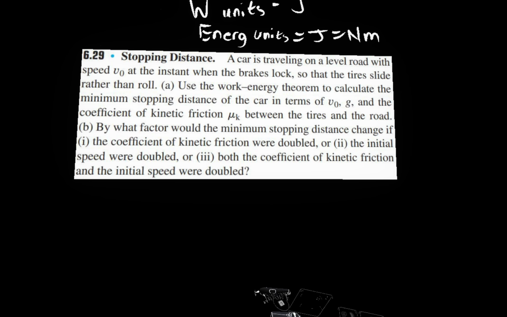Alright, a car is traveling on a level road with speed v0 at the instant when the brakes lock, so that the tires slide rather than roll. So that's important for friction, right? It would be a different kind of friction if we were having rolling friction versus just sliding friction. A, use the work energy theorem to calculate the minimum stopping distance of the car in terms of v0, g, and the coefficient of kinetic friction, mu sub k, between the tires and the road. And then part B asks us to analyze some things.